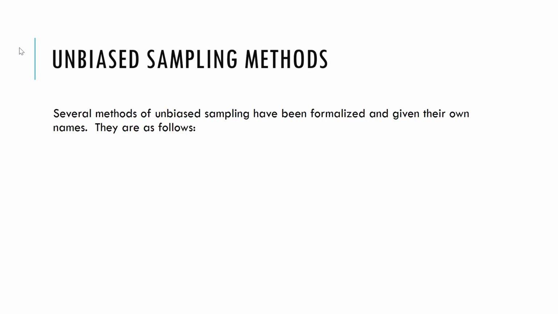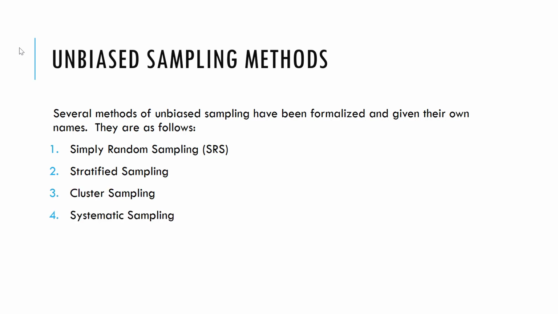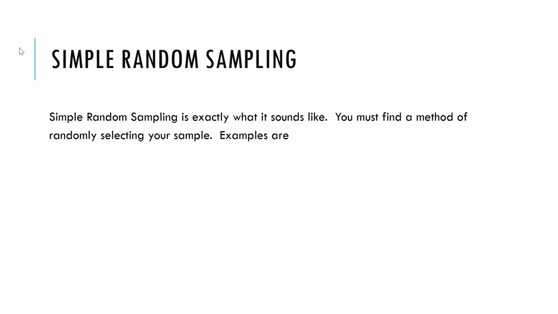Let's look at some unbiased sampling methods. Several methods of unbiased sampling have been formalized and given their own names. They are as follows: simple random sampling, which is sometimes abbreviated SRS, stratified sampling, cluster sampling, and systematic sampling. We will explore each of these methods in detail in the coming slides.